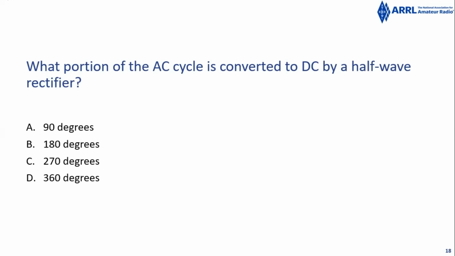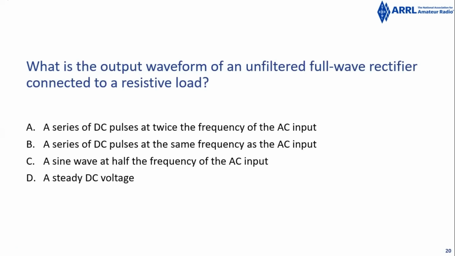What portion of the AC signal is converted to DC by a half wave rectifier? 180 degrees. What portion of the AC cycle is converted to DC by a full wave rectifier? 360 degrees, because it's doing the full wave. What is the output waveform of an unfiltered full wave rectifier connected to a resistive load? A series of DC pulses at twice the frequency of the AC input. When you remember you have the full wave rectifier, you've got both the high and the low, so it's twice the frequency coming out.